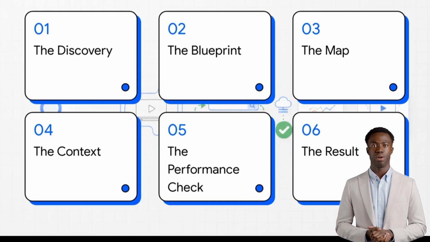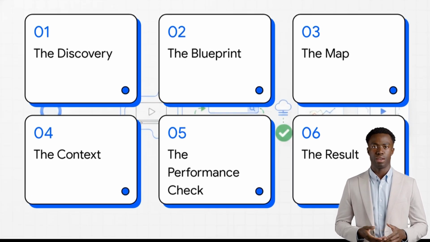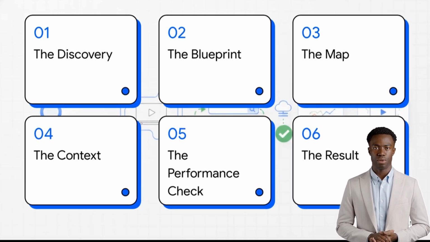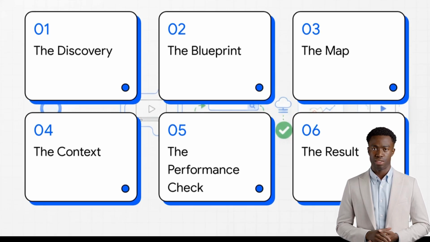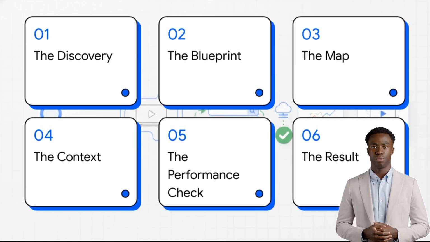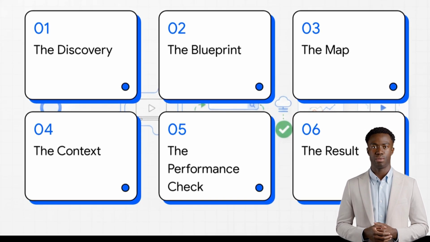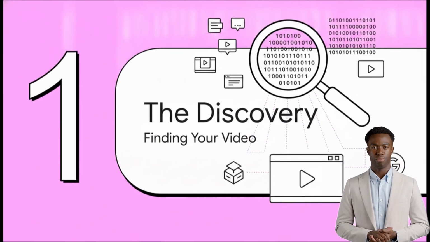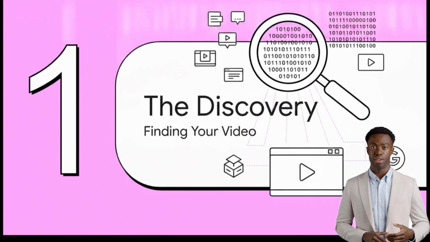We're going to treat video optimization just like building a house. We'll walk step by step through a visual blueprint, starting with discovery, moving on to the blueprint and map, adding context, running a performance check, and finally looking at the result. Part 1, the discovery. Let's talk about how Google actually finds your video.